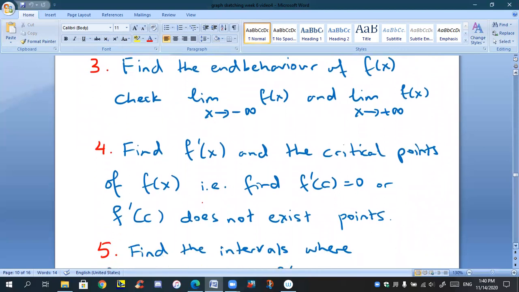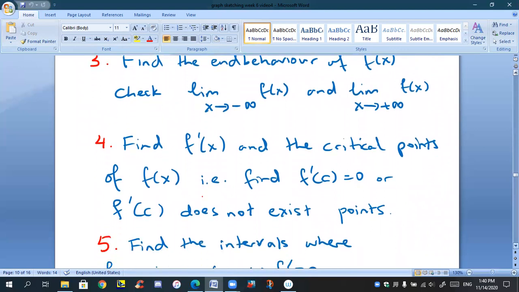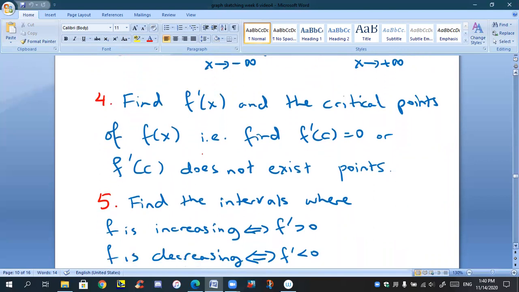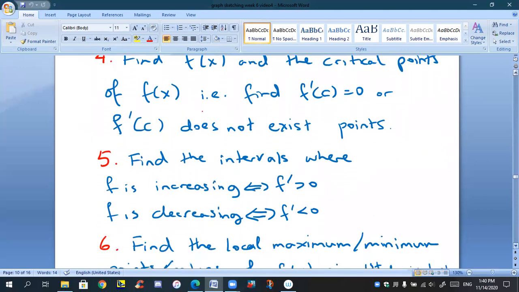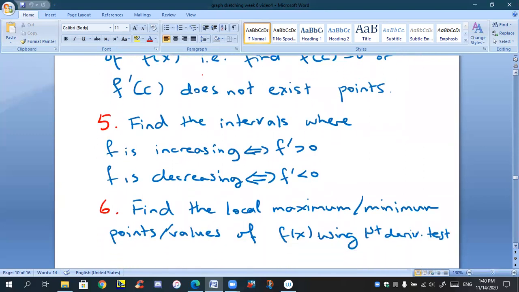The fourth thing we do is we find f prime and the critical points of f. So these can be points where f prime of c equals 0 or f prime of c doesn't exist. And then we find the intervals where f is increasing and decreasing by just looking at the sign of f prime. F prime positive intervals will be f increasing intervals. F prime negative intervals will be f decreasing intervals.